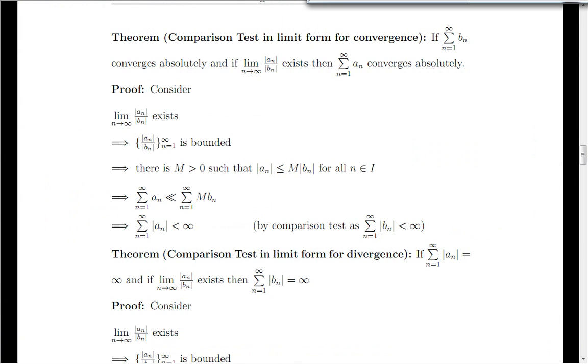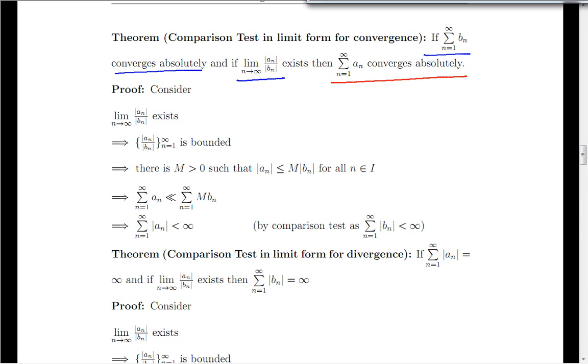So, what is the hypothesis here? The series Σbn converges absolutely. And the second hypothesis: the limit of |an| upon |bn| as n tends to infinity exists finitely. The conclusion is that Σ|an| converges absolutely. So let us see the proof of this comparison test in limit form.